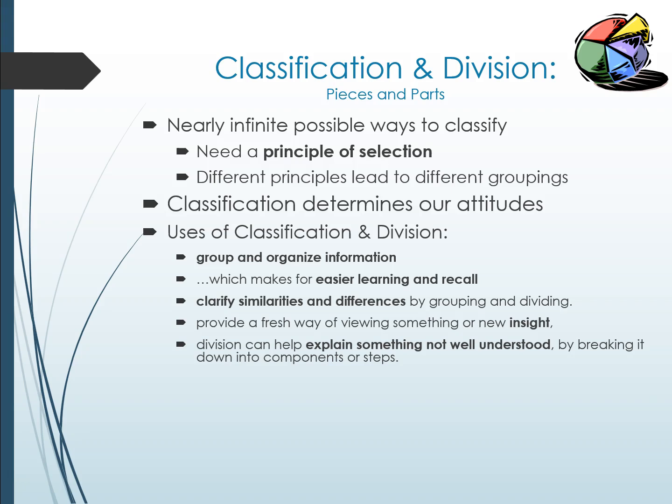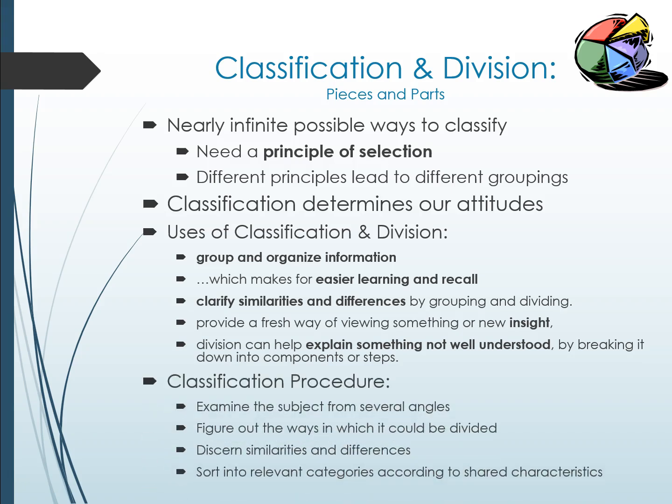So, what should you do when classifying? First, you should examine the subject from several angles, figuring out a few different ways that it could be subdivided or grouped, paying special attention to similarities and differences. Then, you sort the objects into relevant categories according to shared characteristics. Pick your categories with care, making sure that everything conforms to your principle of selection. Use mutually exclusive categories, so there won't be confusion when trying to decide which category something goes in. You should explain each category or component, and, as always, consider your audience and purpose. Examples are often an essential part of classification, usually being used as multiple illustrations.